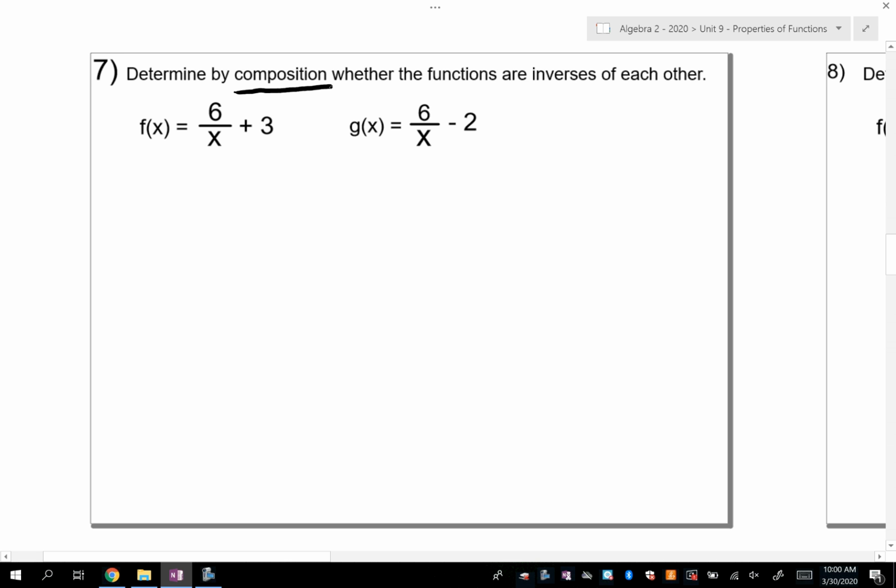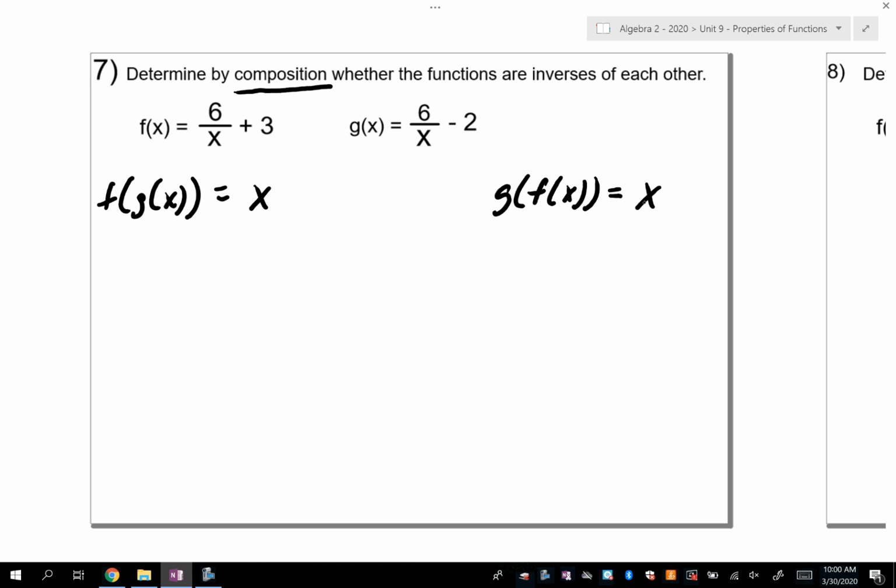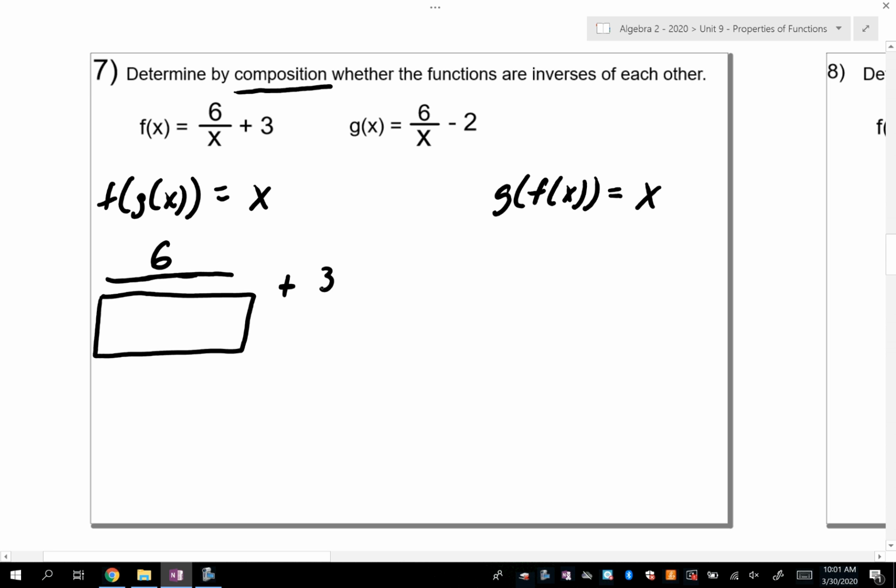So the way we're going to do this is we're going to write f of g of x and g of f of x and hope that I get x at the end of these. All right, if I get x for both, then I know that they are inverses of each other. So let's start with the first one. So the first one says 6 over x plus 3 for f of x. So I'm going to write 6 over box plus 3. All right, get in the habit of using that box to help.